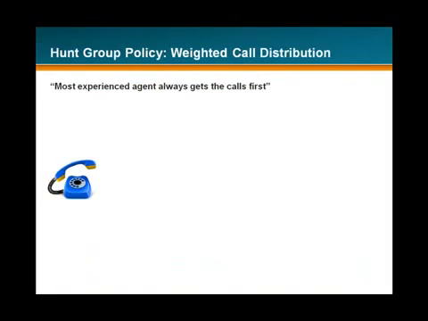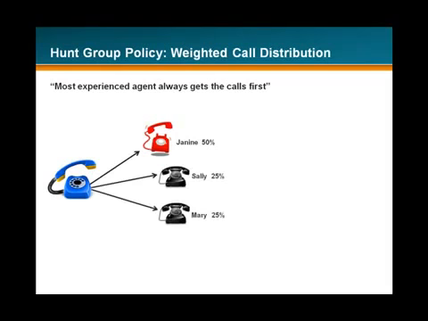In weighted call distribution, each employee is assigned a weight or priority, which adds up to 100%. As an example, Janine is assigned 50% of the calls, as she is the most knowledgeable agent. Sally and Mary are about equal, so they are both assigned 25%. Lucy is new, but she can help out in a pinch, so Lucy is also included in the group, but assigned 0%. This means that Lucy will only get calls if all the other agents are busy.